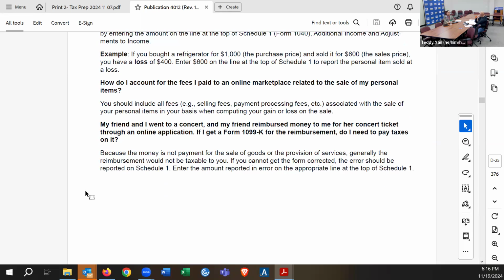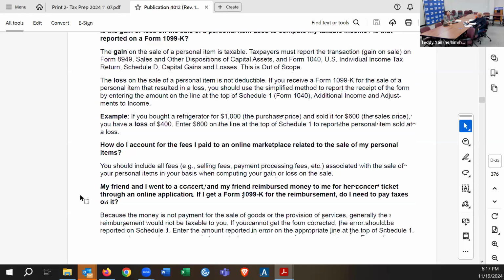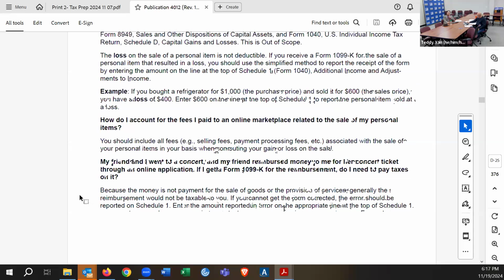If you cannot get the form corrected, which good luck getting PayPal to issue you a corrected 1099-K, the error should be reported on Schedule 1. Enter the amount reported in error on the appropriate line at the top of Schedule 1. Well, that's a very terse way of putting that. Not much in the way of details, right? Let me go ahead and open up. I'm going to drag this over from the other screen.